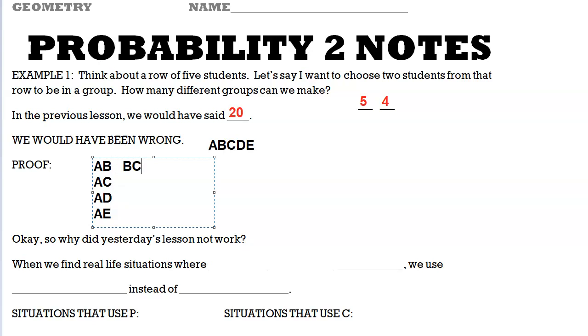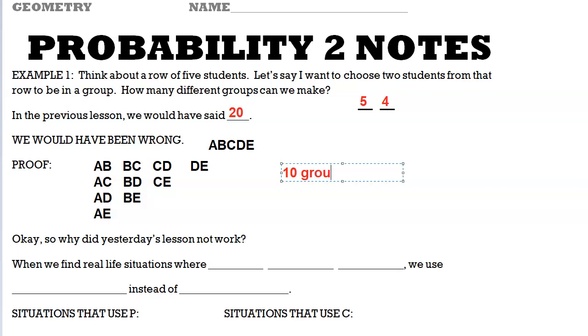And then we could do BC, BD, BE. Then we could do CD, CE. And then last but not least, DE. So if we were making groups of 2, we would find out that the correct answer, how many different groups can we make? The correct answer is 10. But that's really weird because in lesson number 1, the answer would have been 20. So what's the difference? Why do we have to do it differently today?